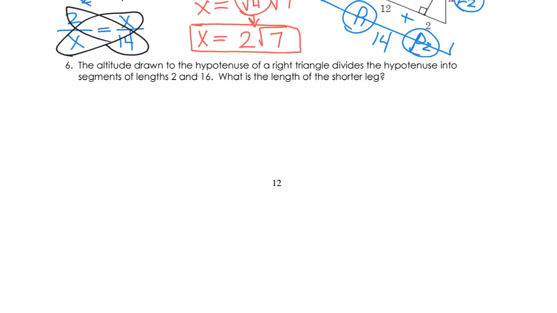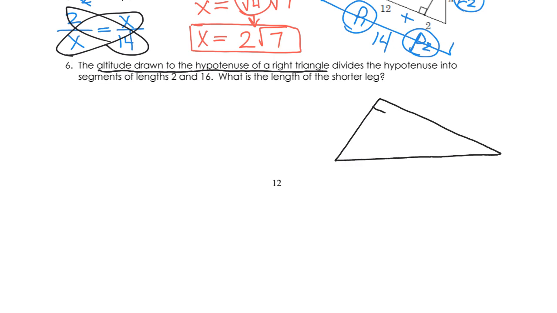Okay, last one. In here, we have the altitude drawn to the hypotenuse of a right triangle. So again, when they say that, we know our picture looks like this. That right angle up in the air, the altitude drawn down to a point on the hypotenuse with more right angles. Okay? It says that the altitude drawn to the hypotenuse of a right triangle divides the hypotenuse into 2 segments of 2 and 16. So on our hypotenuse, which is here, we have 2 segments, one here, so I'm going to put the 2 there, and one down here, which I'm going to put the 16.